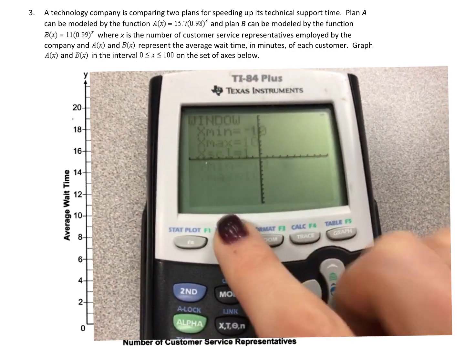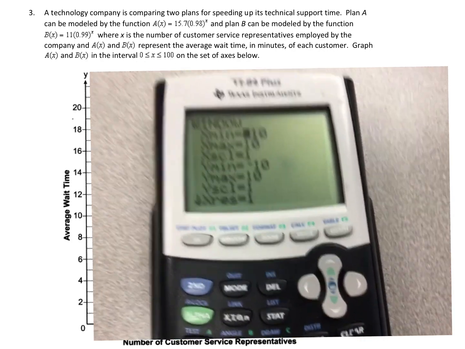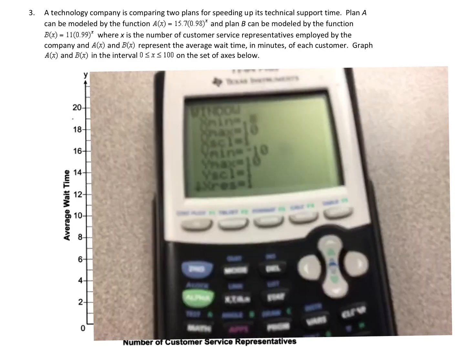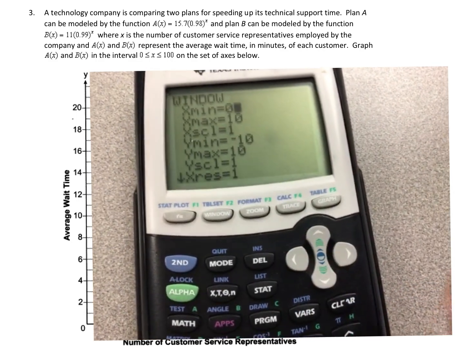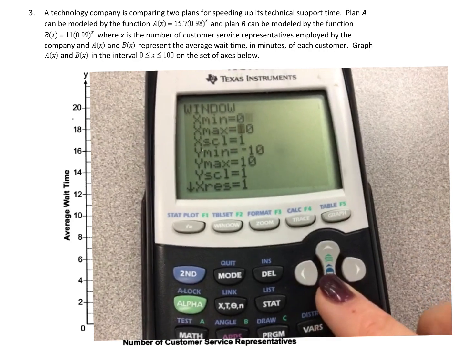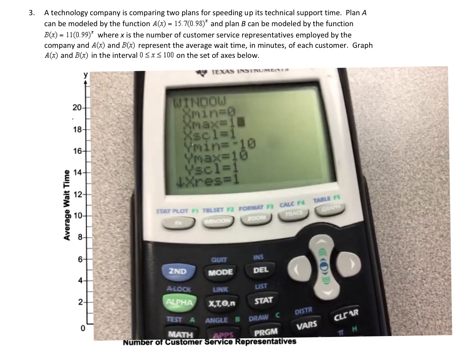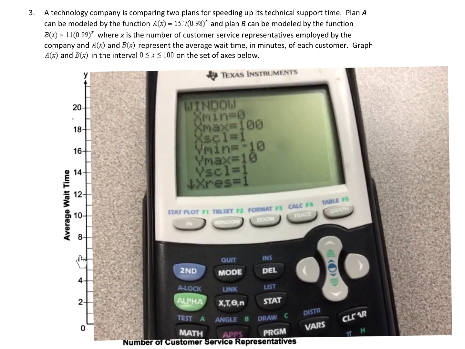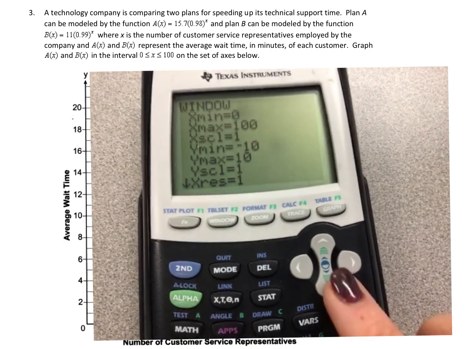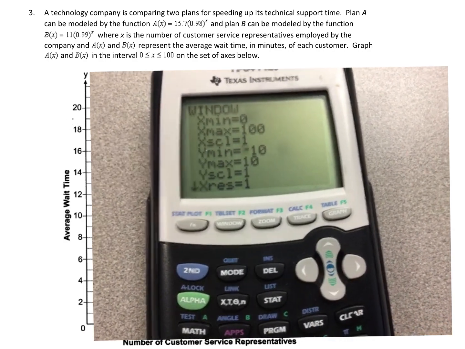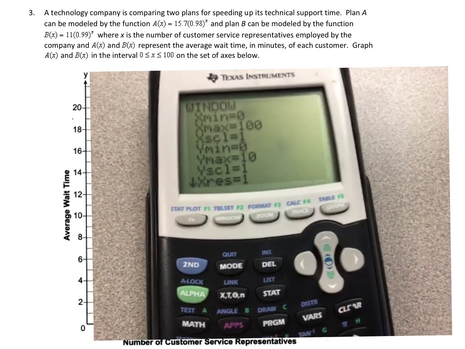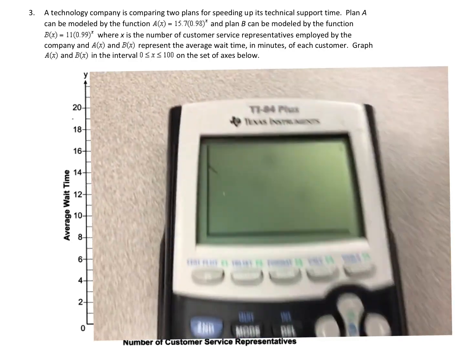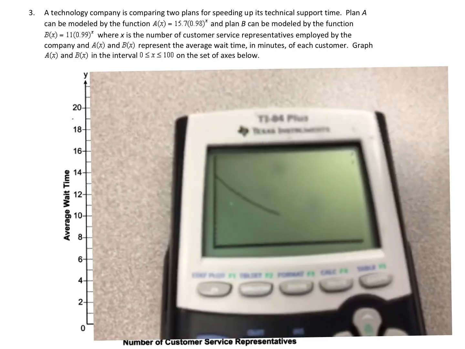So let's hit window. Okay, x minimum, I'm going to make 0. Oops, sorry, my iPad blocks this every time I type it in. And my x maximum is going to be 100. And then I could see here my y minimum is 0 and my y maximum is 20. So my y minimum would be 0 and my y maximum would be 20. So now if I hit graph, I can see the graph.